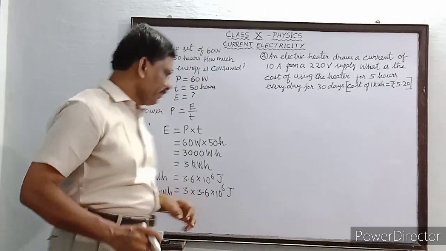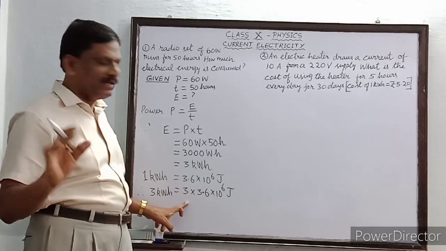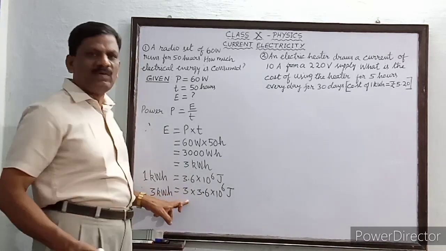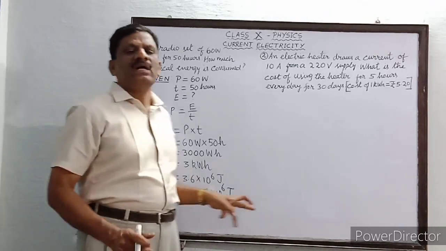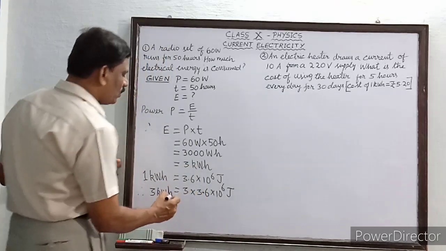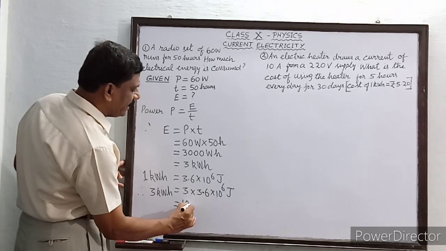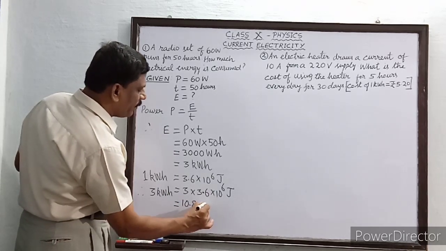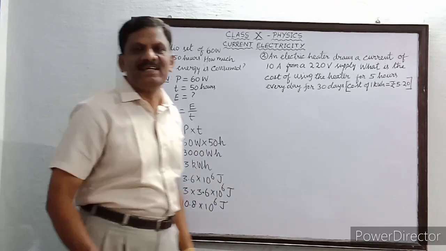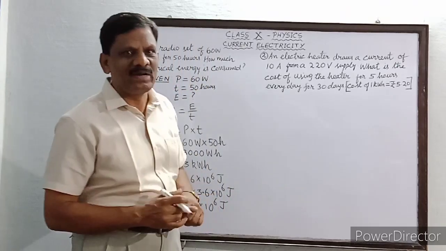So if you multiply 3.6 into 3, roughly I am telling you how to find out roughly. 3 into 3 is 9. Then 0.6 into 3 is what? 1.8. So 9 plus 1.8 is how much? 10.8. So this is now equal to 10.8 into 10 power 6 joule. This is the answer. Have you all understood? Shall we go to the next problem?